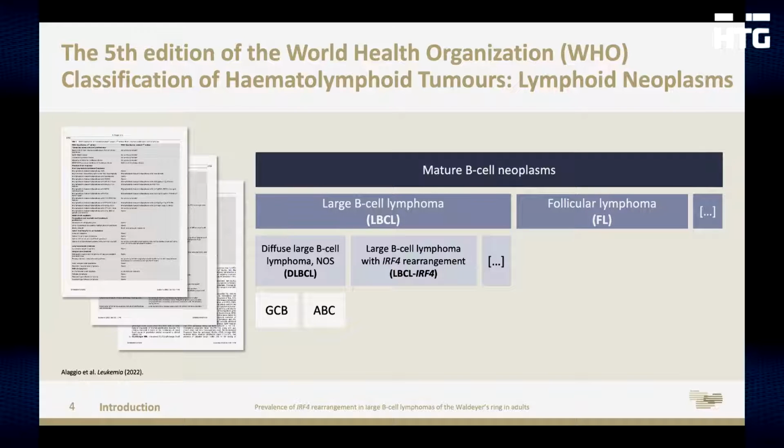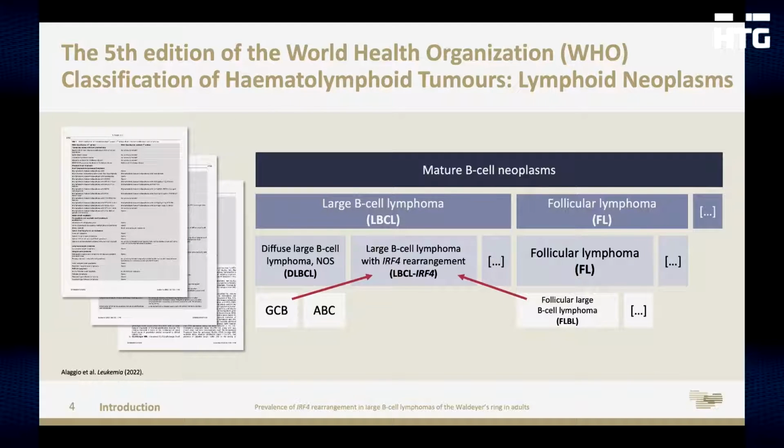In the group of the follicular lymphomas is again the entity of the follicular lymphomas, which has several subtypes, including the large B-cell lymphoma, the follicular large B-cell lymphoma, or FLBL, which was named follicular lymphoma grade 3B in the 4th edition of the WHO classification. Also here, IRF4 rearrangements are known to occur most commonly in GCB-type DLBCLs as well as FLBLs. So both classification systems are congruent in most parts, including the definition of the large B-cell lymphoma with IRF4 rearrangement as a distinct entity.